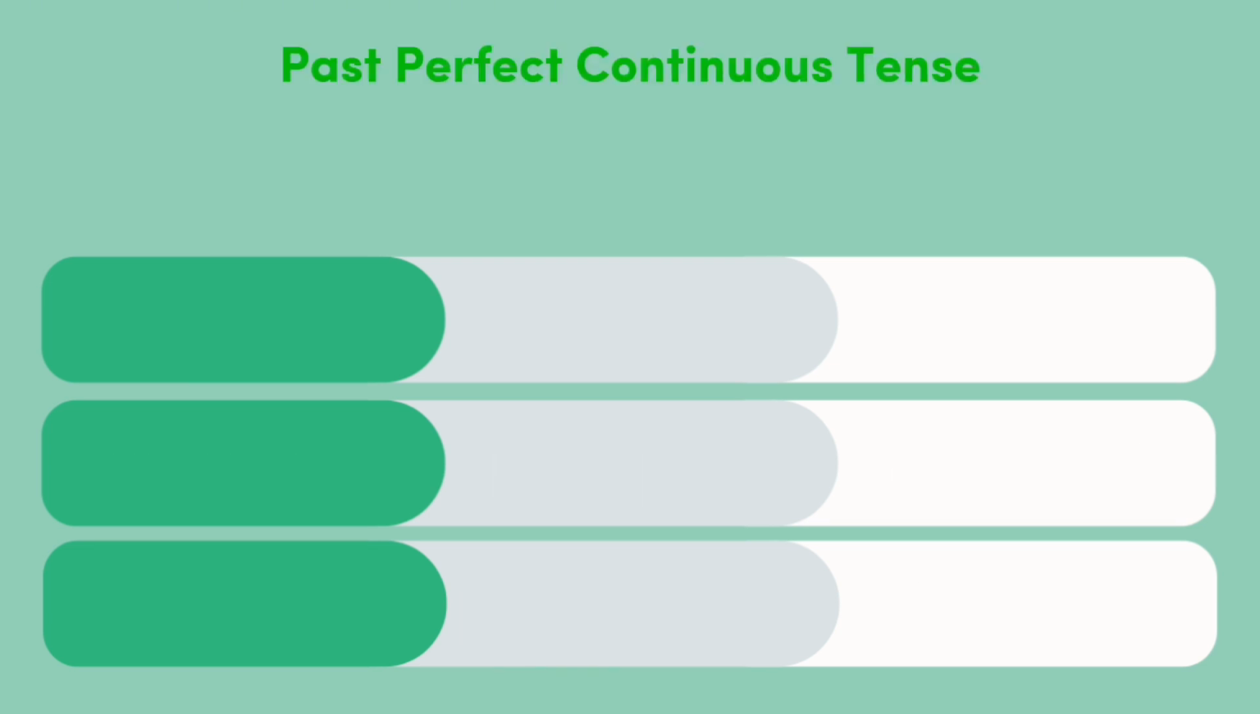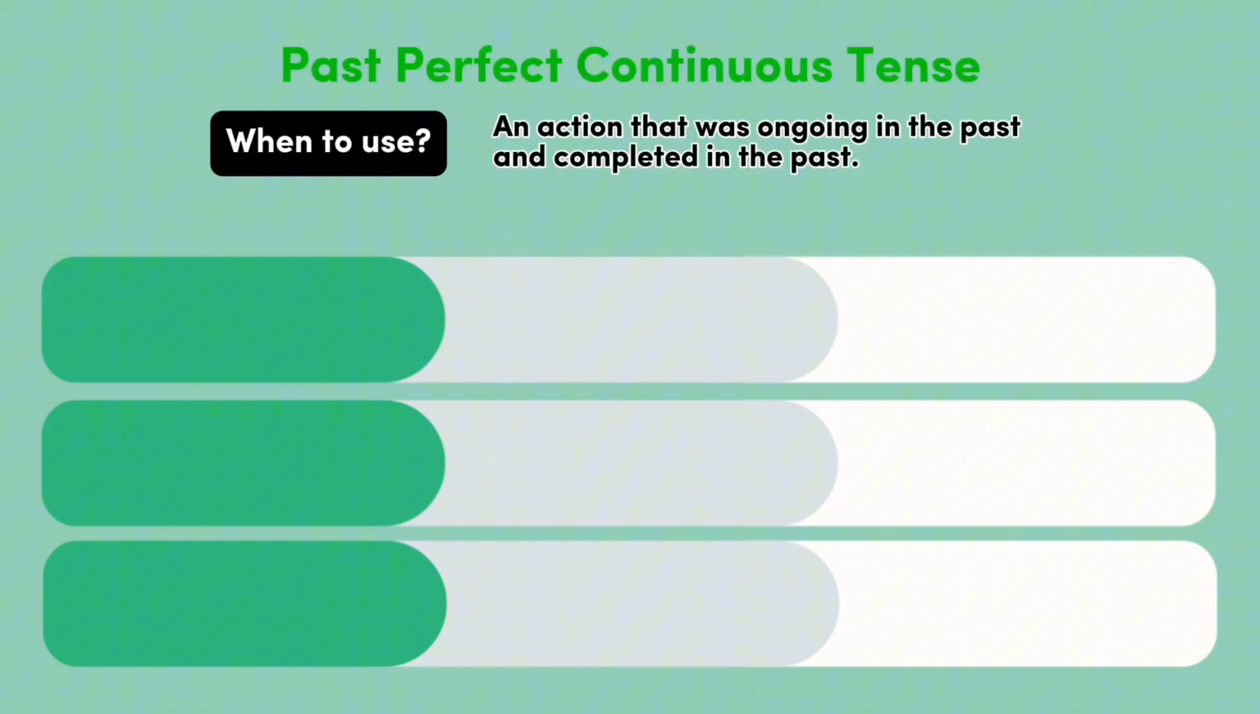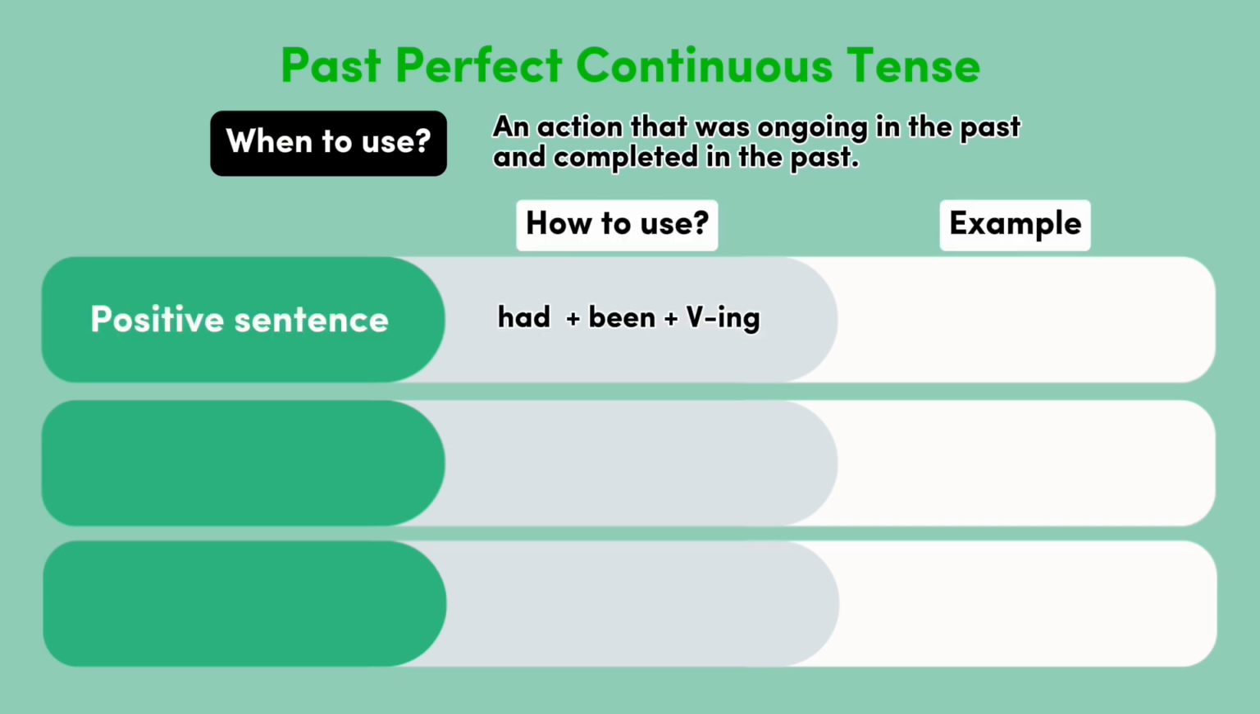Past perfect continuous expresses an action that started in the past and continued up to a specific point in the past, highlighting its duration and continuity. Positive sentences. Had been, followed by a verb ending with -ing, forms the past perfect continuous tense. Examples. She had been studying for 3 hours before she took a break.